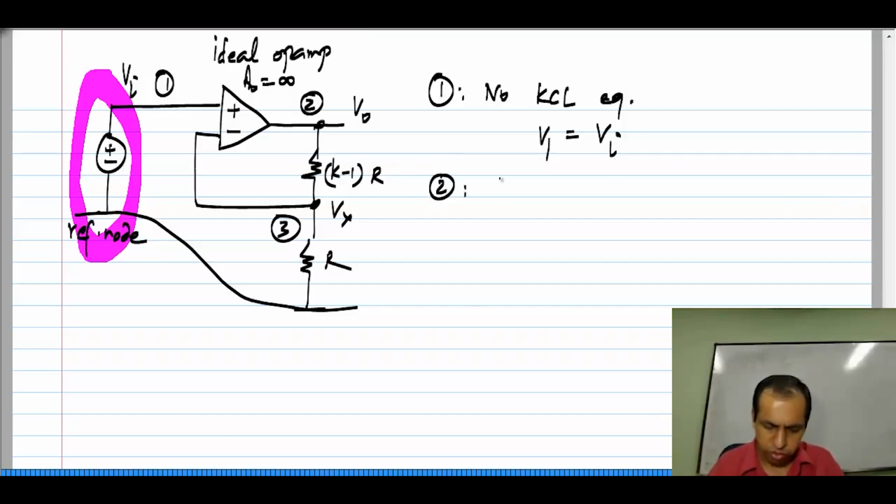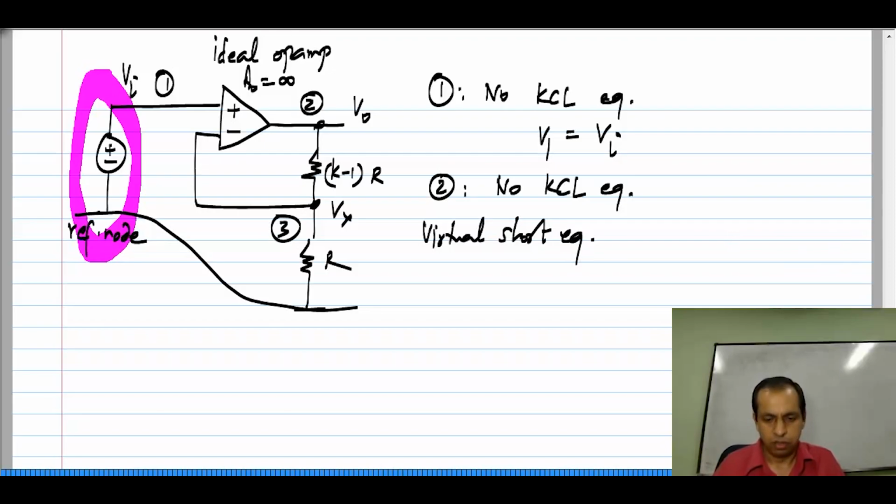Similarly, at node 2, you cannot write a KCL equation. This node is connected to the op amp output. So, we do not know the current flowing out of the op amp. So, no KCL equation there. Instead of that, we write the virtual short equation. What does the virtual short equation say? It says that this node voltage and that node voltage are the same, that is V 1 equals V 3.